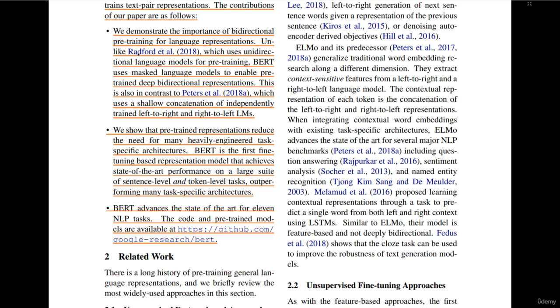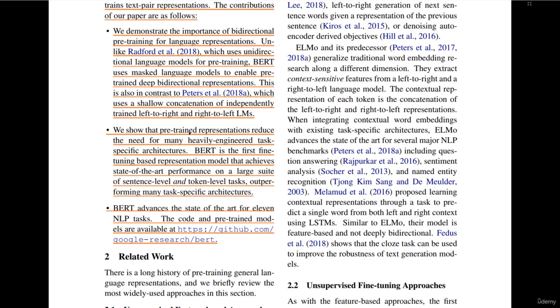Unlike the Radford et al. paper, which uses unidirectional language models for pre-training, BERT uses masked language models to enable pre-trained deep bidirectional representations. This is also in contrast to Peters et al., which uses a shallow concatenation of independently trained left-to-right and right-to-left language models.